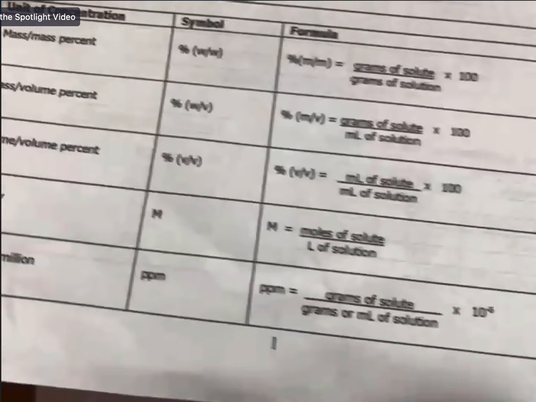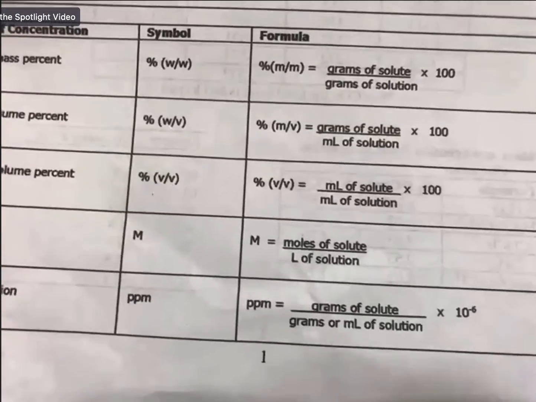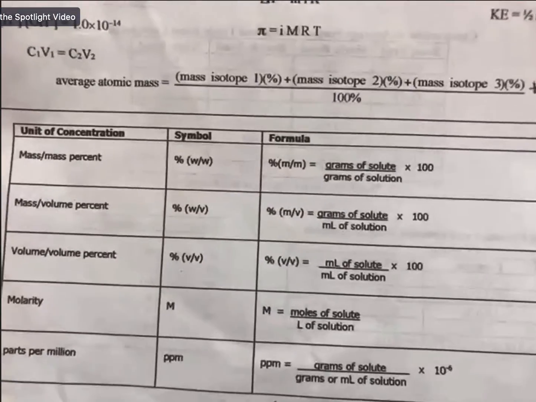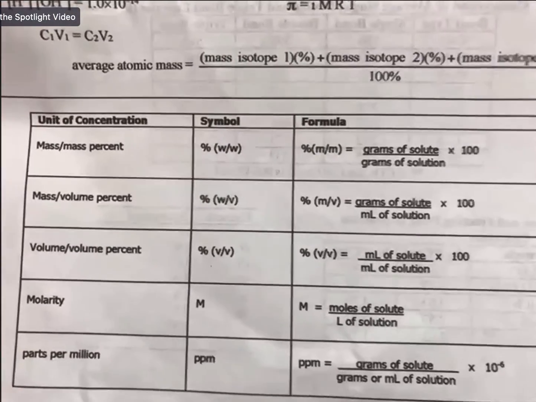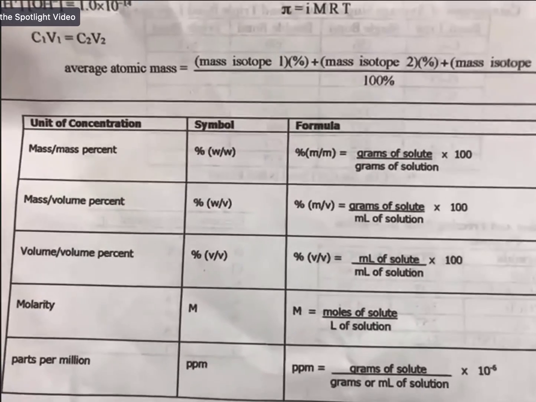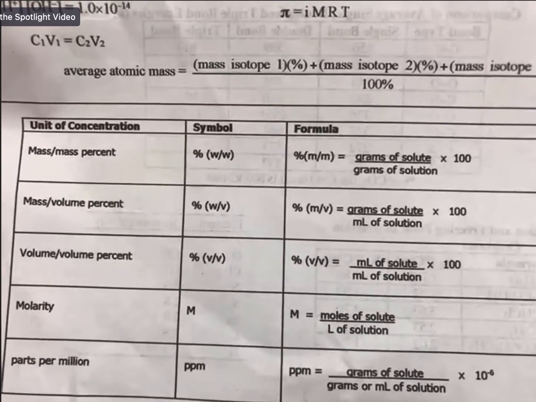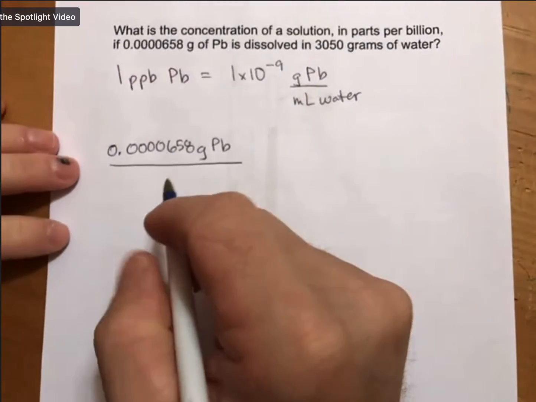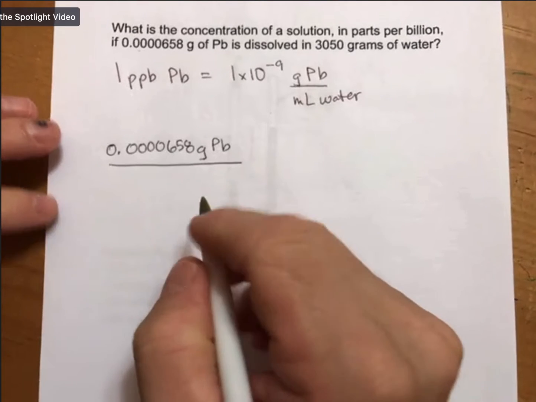Just to let you know, on your conversion and equation sheet, we do have parts per million right on it. This is the first page, which has all those equations on it. So if you go to the bottom, there is parts per million, in addition to molarity and a couple other concentrations and formulas. Anyway, so that's available to you. We don't have parts per billion on there, but it's similar enough.